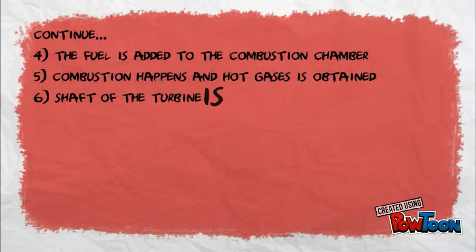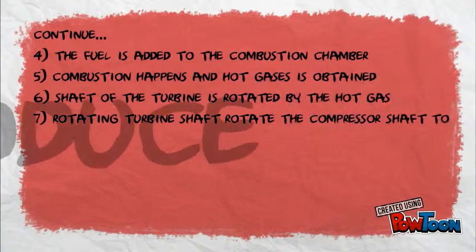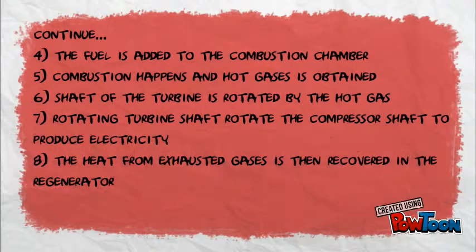The shaft of the turbine is rotated by the hot gases. The rotating turbine shaft rotates the compressor shaft to produce electricity. The heat from exhaust gases is then recovered in the regenerator.